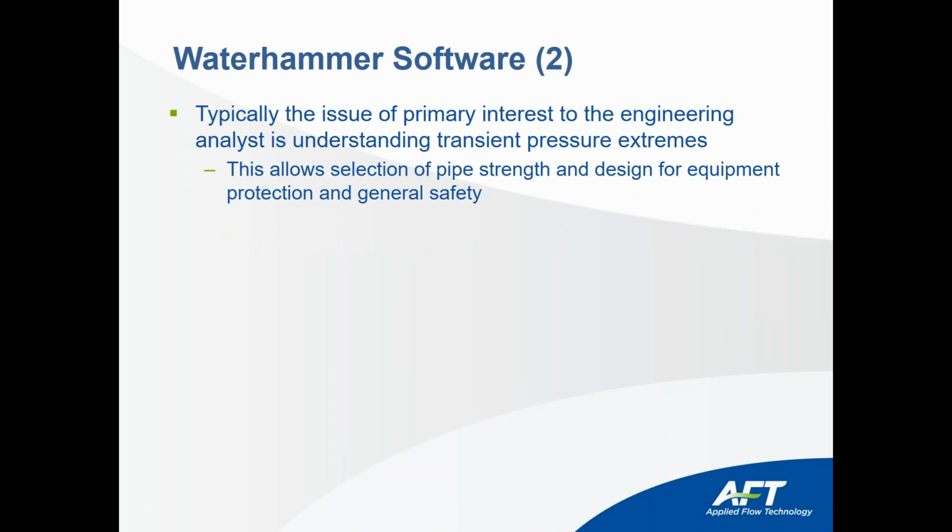Typically, the issue of primary interest for the engineering analyst is to understand the transient pressure extremes. So when you're using code B31.4, which is very specific, it doesn't allow more than 10% above the design pressure. So generally the concern of the piping design is that the pipe and all the components are able to handle this overpressure.